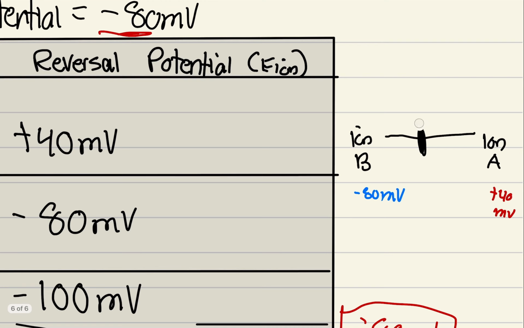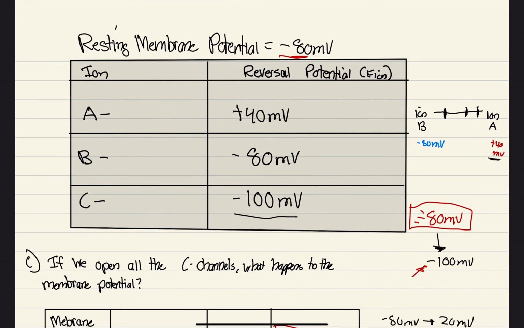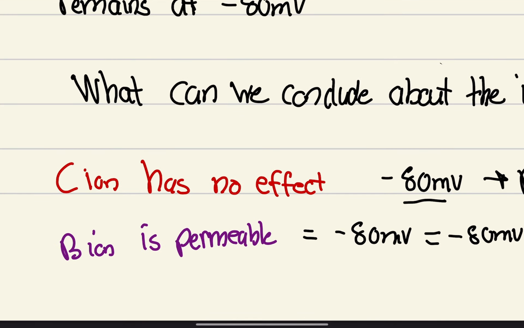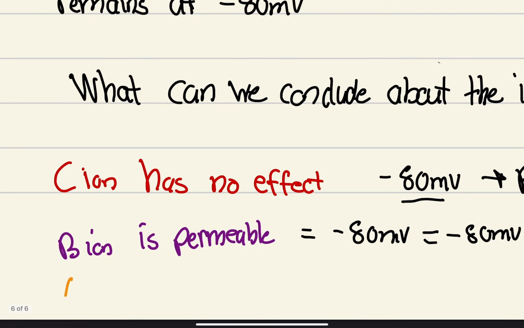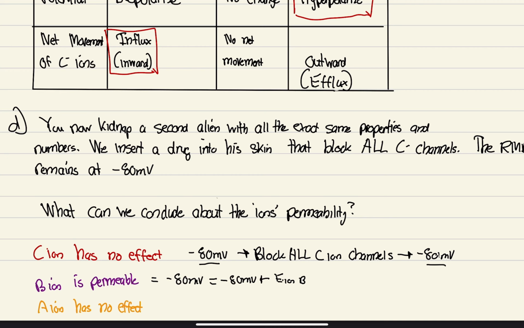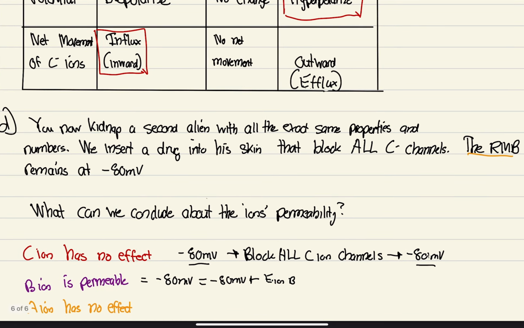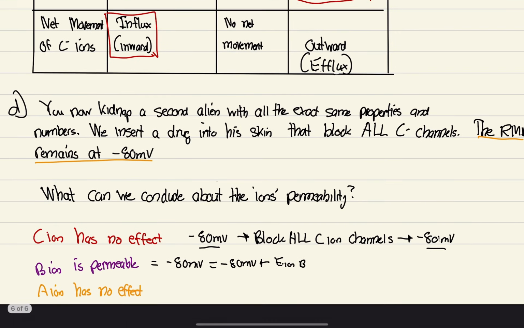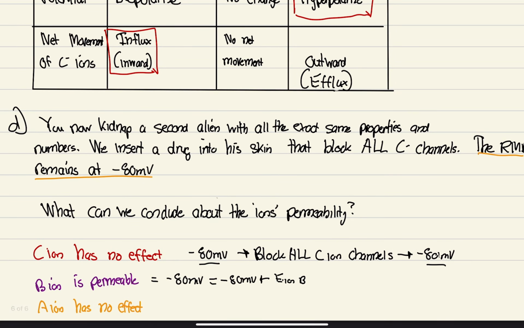Or it doesn't even have to be halfway. It could be here, it could be here, it can't be here, right? But it cannot be perfectly at negative 80 because A is contributing to something, right? So this must mean that A is not contributing at all. A ion has no effect. Because if it did, then the resting membrane potential would not be the same. But we stated the resting membrane potential remains the same at negative 80, right? So that's how you answer that.